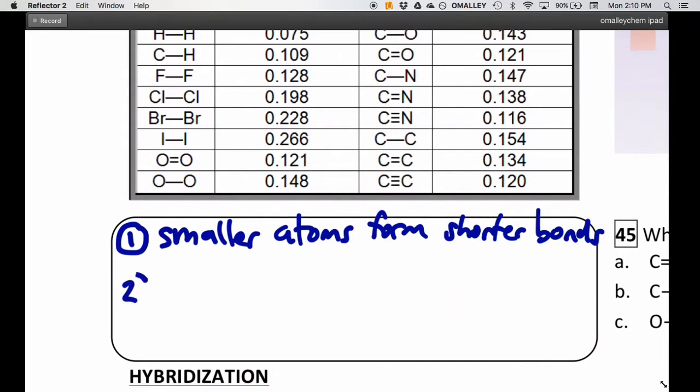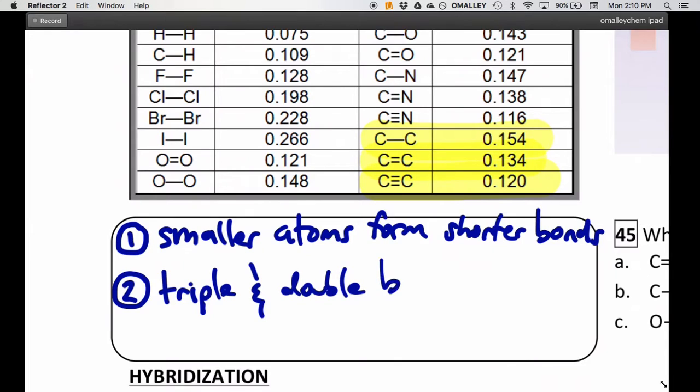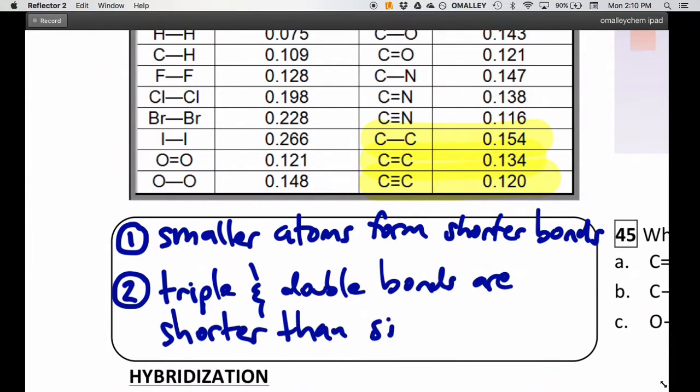Secondly, if you look at the different types of multiple bonds between the same types of atoms, as we go from, let's say, the carbon-carbon single to the carbon-carbon double, and eventually the carbon-carbon triple, it gets shorter and shorter. So triple and double bonds are shorter than single bonds. The atoms are sharing more pairs of electrons. They are closer to each other. They also result in a stronger bond, which we'll get to when we talk about bond energies later on.